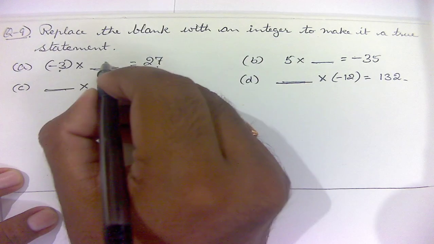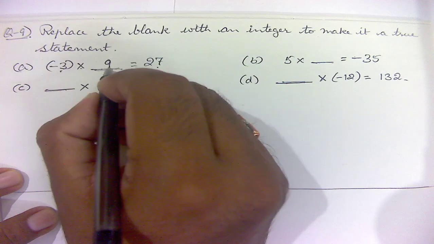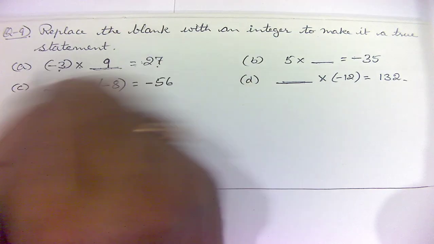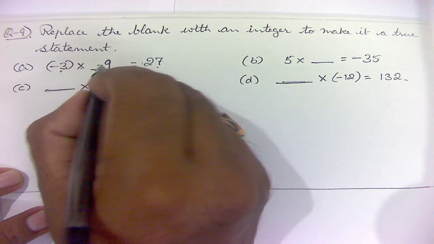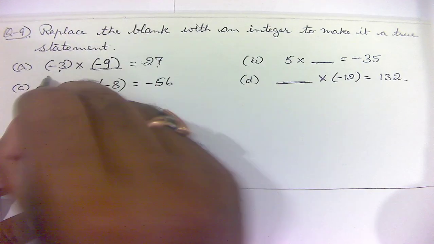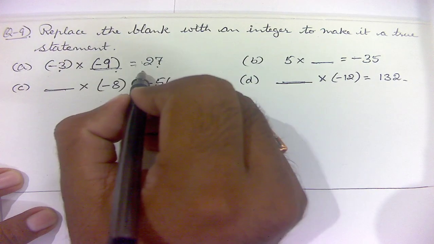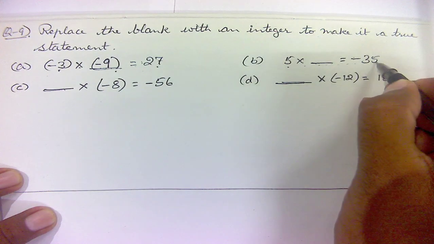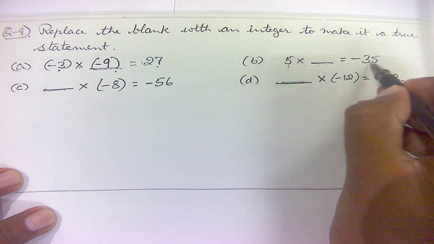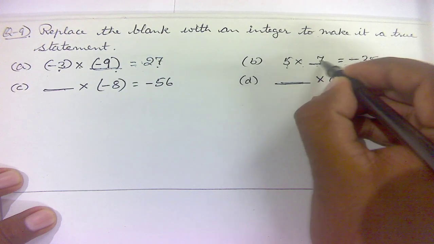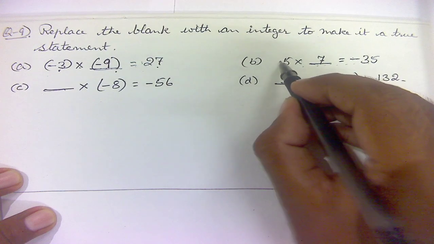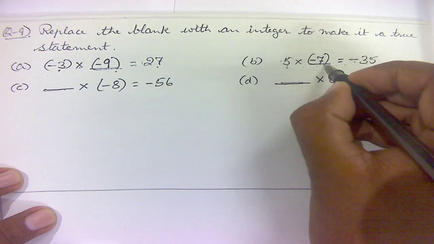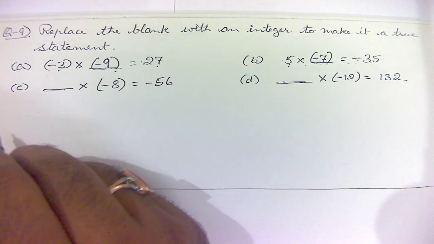Now 3 nines are 27. So 9 will be there, but this is a positive value. So a negative integer will be multiplied by a negative integer. So minus 3 multiplied by minus 9 equals 27. Now second, 5 multiplied by dash equals minus 35. How many times of 5 is 35? 5 sevens are 35. But plus and plus will not give you minus. So what you need here? You need minus. So it will be multiplied by minus 7.